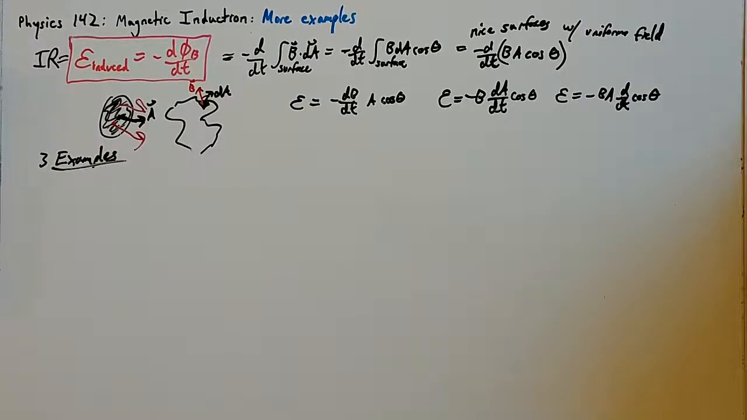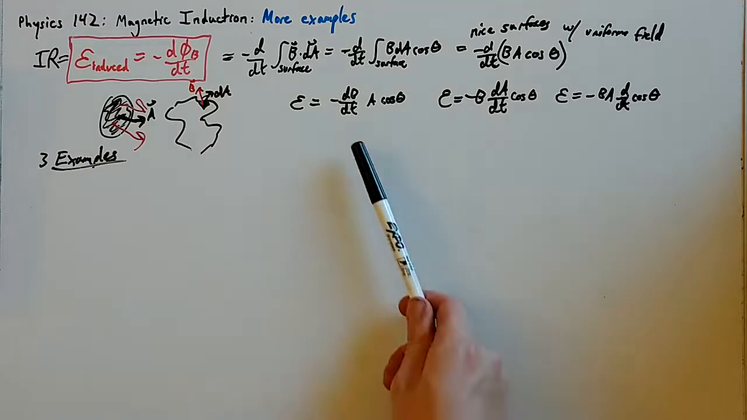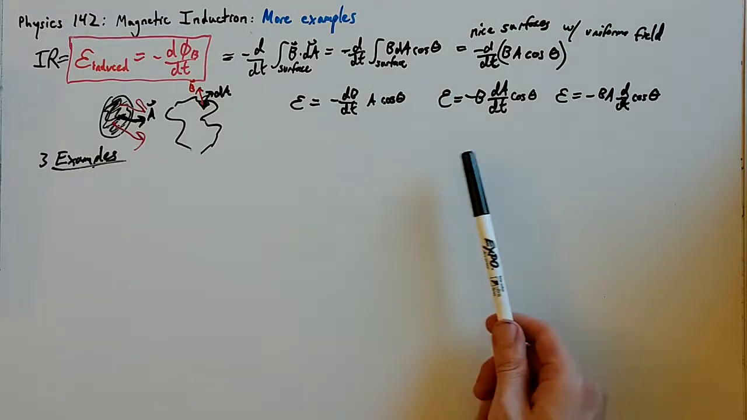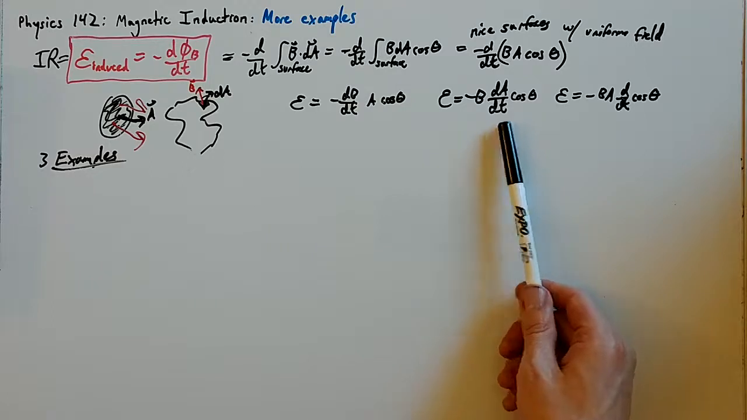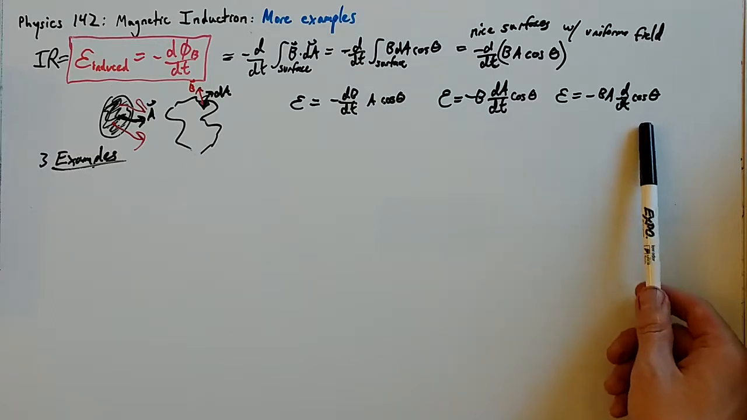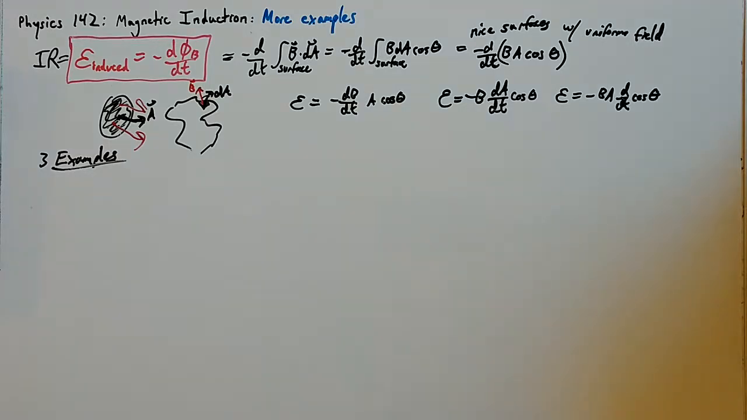I'm in the middle of doing more examples of magnetic induction and ways that we can induce current and induce electric potential in a wire by changing the magnetic flux. And changing the magnetic flux, we've been talking about that there are three different ways you can do that. You can change the magnetic field, you can change the area of your loop, or you can change the angle between the magnetic field and your loop.